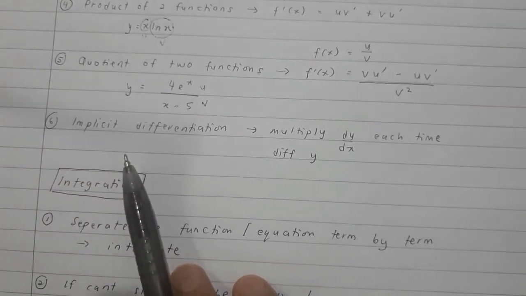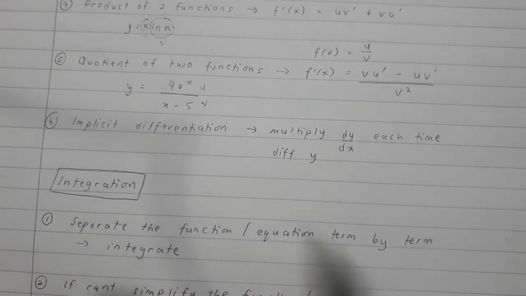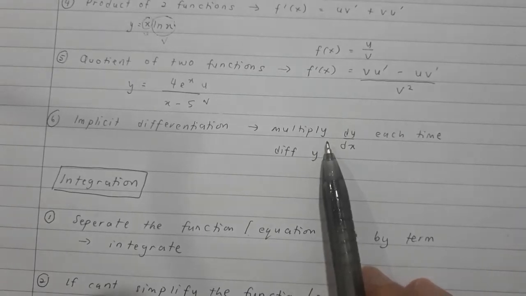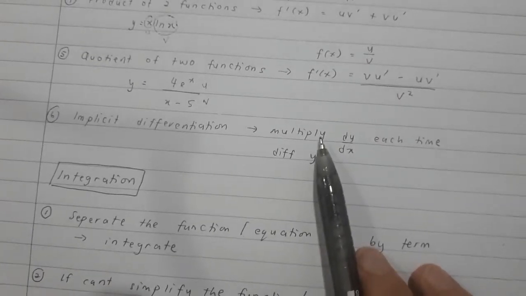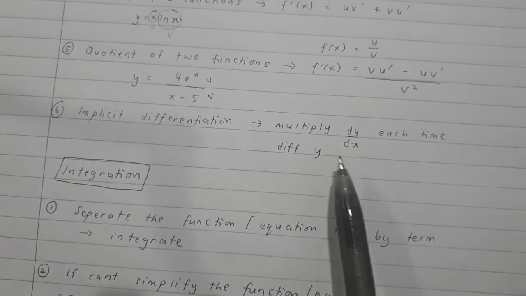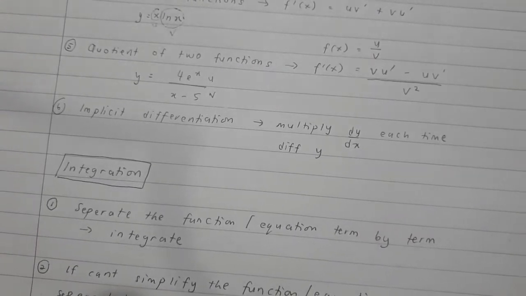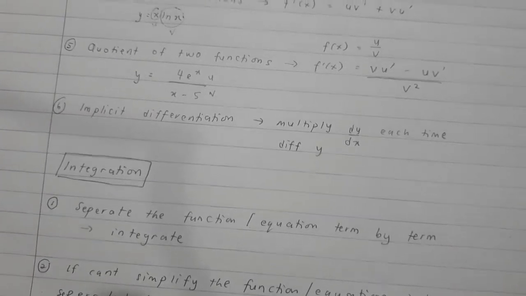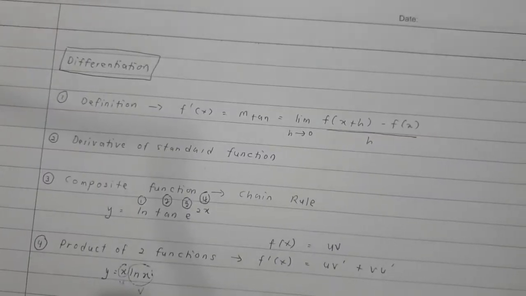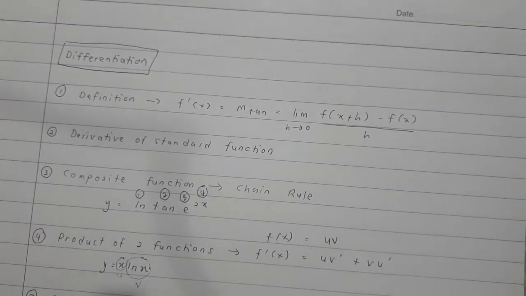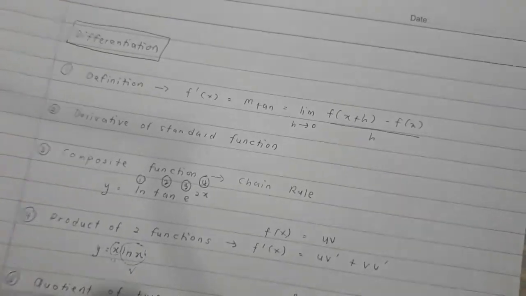We can also use implicit differentiation when the variables x and y are mixed up on the right and left hand side of the equation. When we differentiate, we must multiply by dy over dx each time we differentiate the variable y, so that finally we get dy over dx. All these methods are for differentiation. So for differentiation, by looking at the equation or function given, we can determine which method to use.